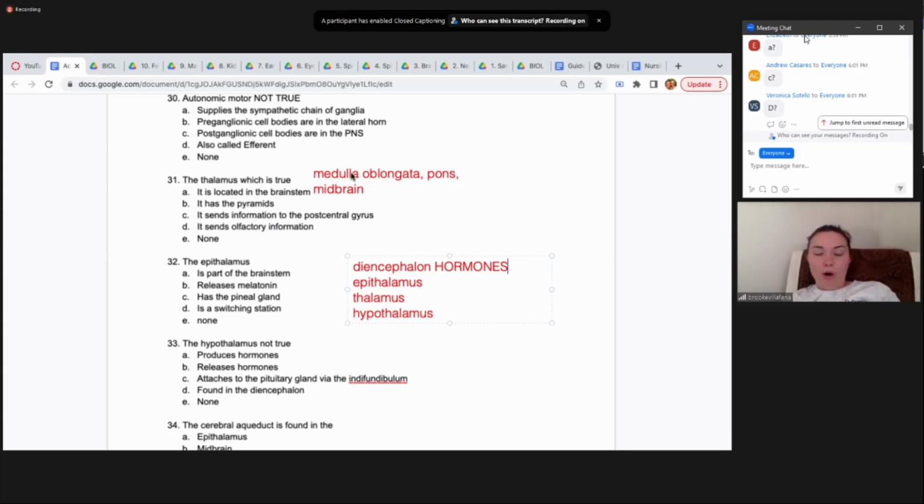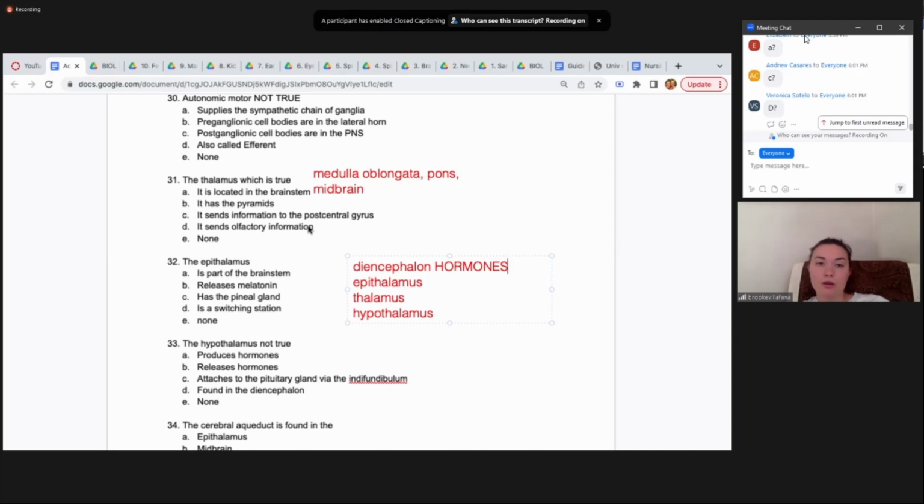The pyramids are part of the medulla oblongata, so B would not be true. C is the function of the thalamus. So the thalamus sends sensory information to the correct spot on the postcentral gyrus, which is the same as the primary somatosensory cortex, with the exception of olfactory. So no smell goes through the thalamus. The thalamus does not do smell. So D would be wrong. It does send information, specifically sensory information, to the correct spot on the postcentral gyrus. So C would be true.